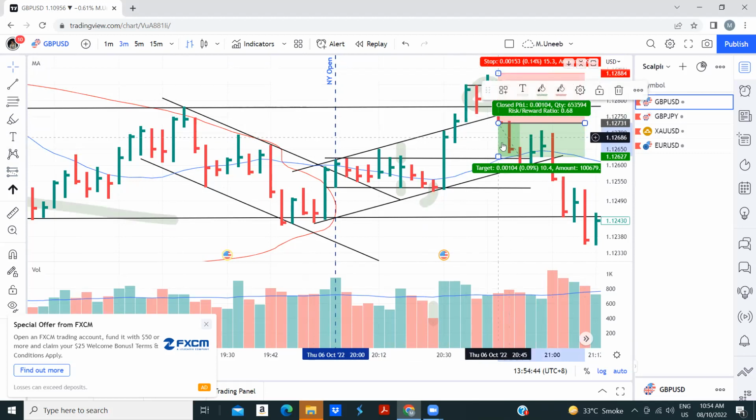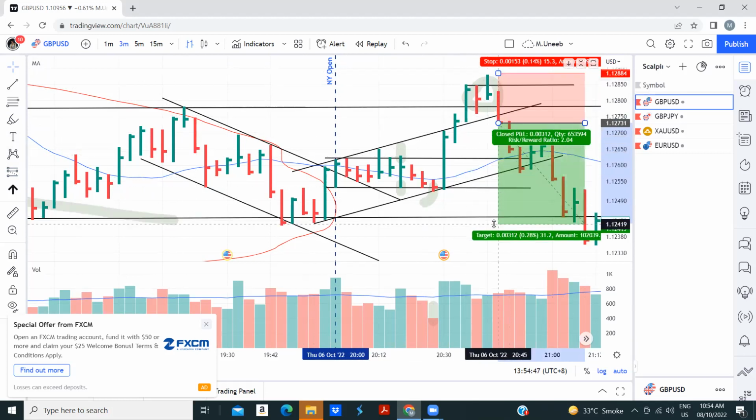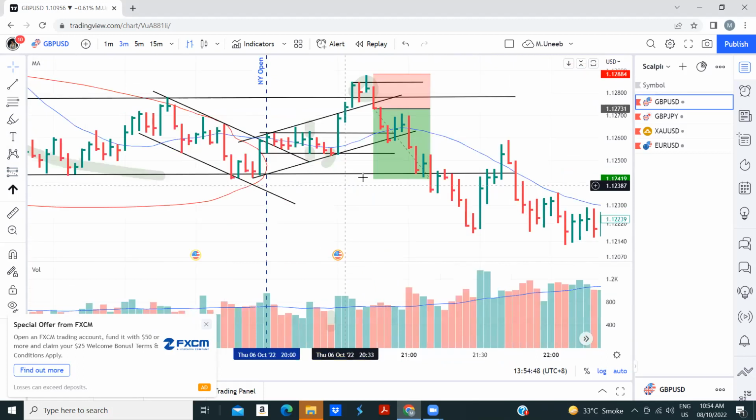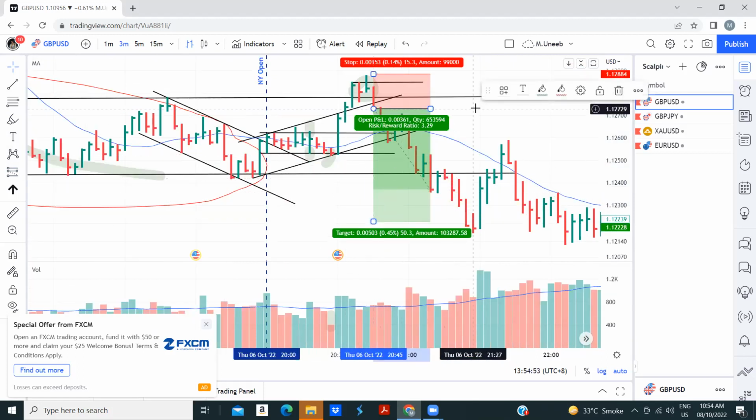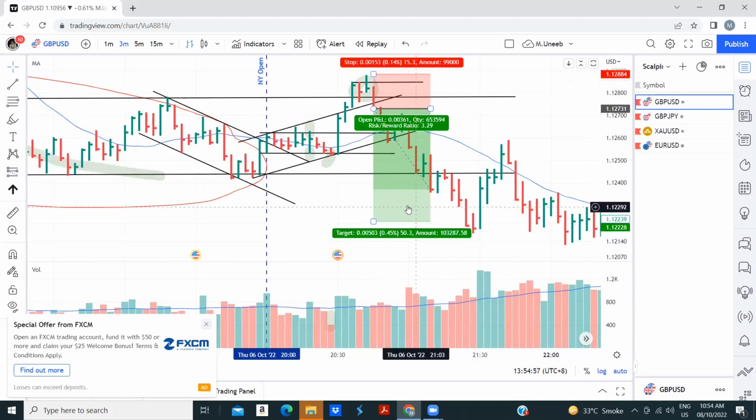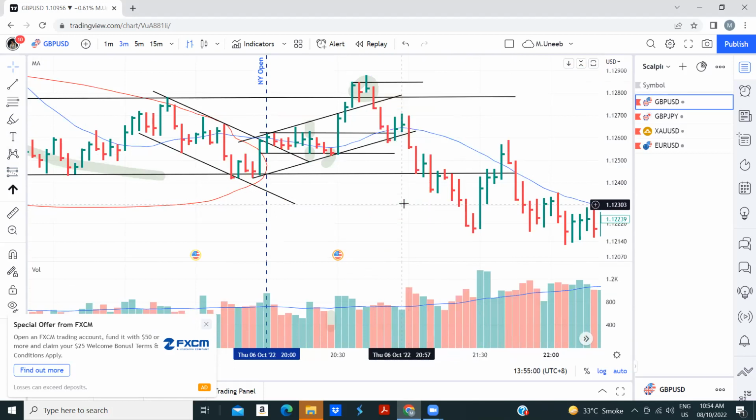Okay, placing a stop loss right over here. That's it. Simple. Because our major bias is bearish, okay, it will fall down, and we can just hold the trade to the most upside.